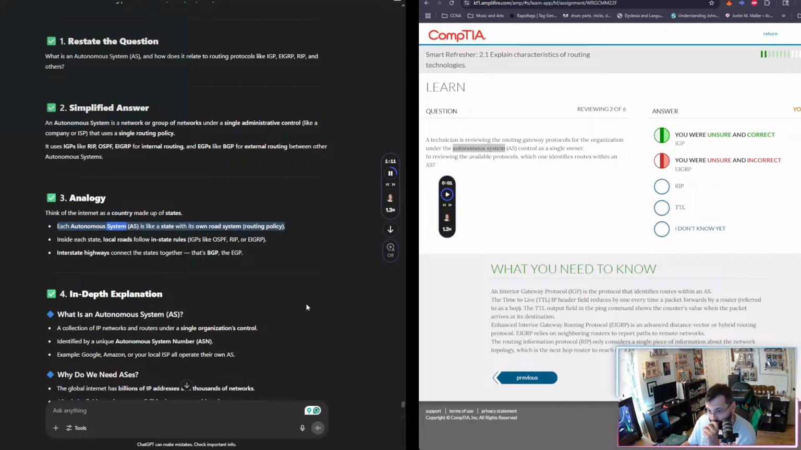3. Analogy. Think of the internet as a country made up of states. Each autonomous system is like a state with its own road system routing policy. Inside each state, local roads follow in-state rules, IGPs like OSPF, RIP, or EIGRP. Interstate highways connect the states together. That's BGP, the EGP.